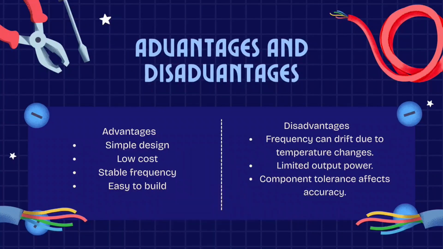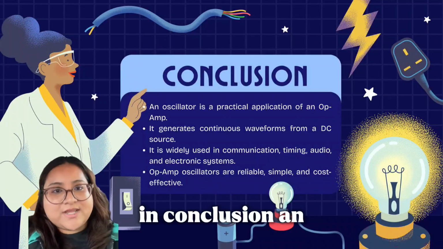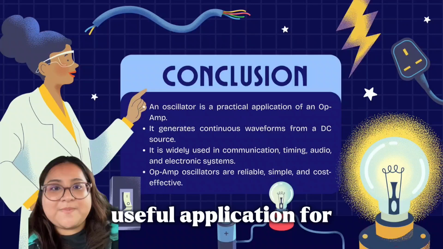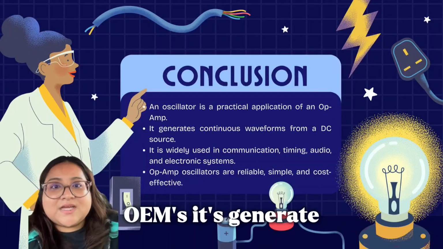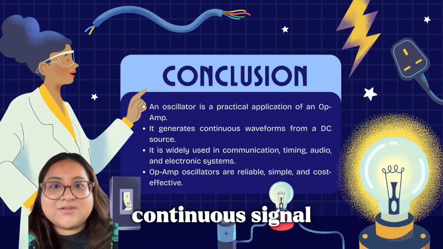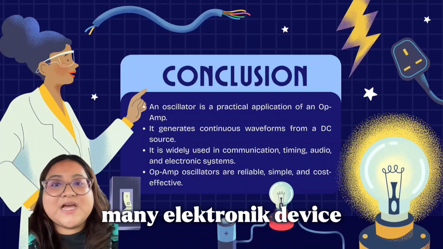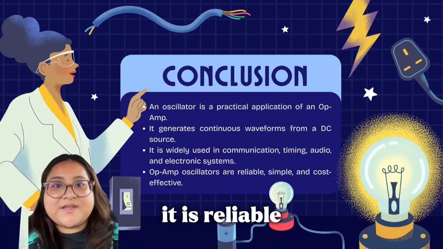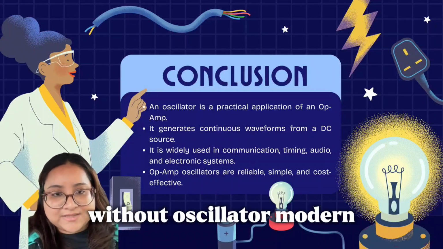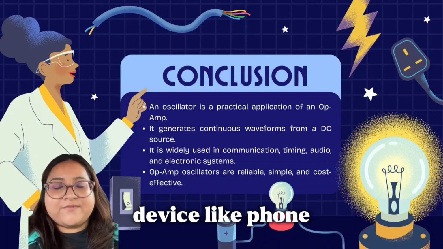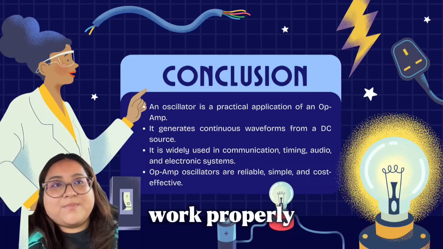In conclusion, the oscillator is a useful application for an op-amp. It generates continuous signal and it is widely used in many electronic devices. It is reliable, simple and cost-effective. Without oscillators, modern devices like phones, cameras, and computers would not work properly.